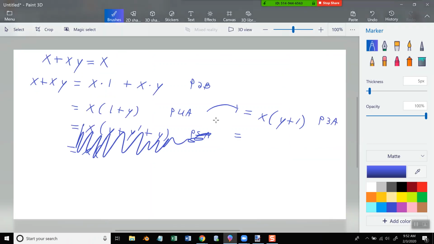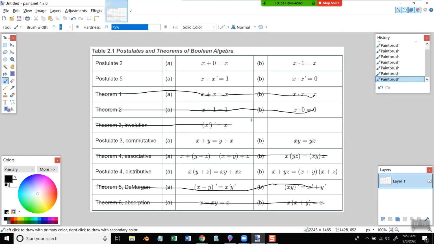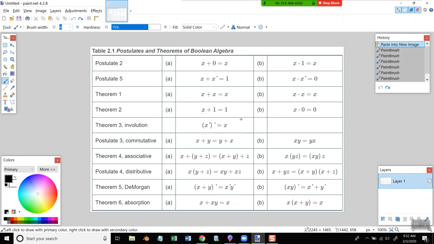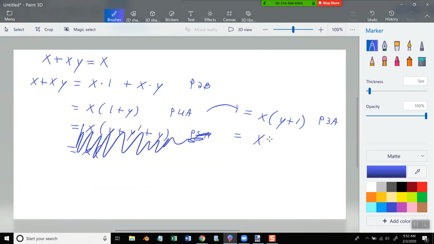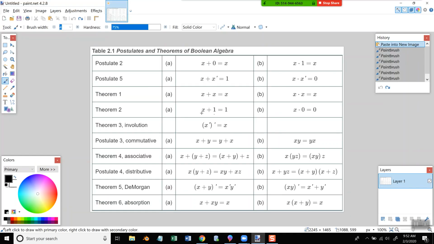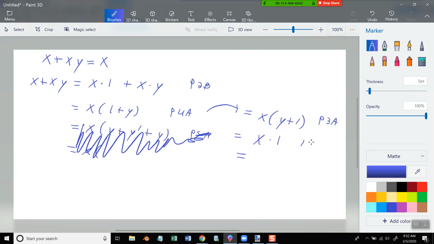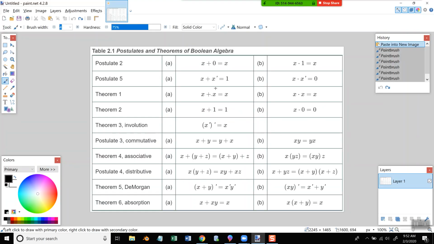Yeah, you're right. Because let's see. Because this right here says if you got x or 1, or x plus 1, that's always equal to 1. So yeah, you're right. They got rid of it because of that. That's theorem 2a. And then the times or and. When you and a 1, what's it do? Gets rid of the 1. So that's from postulate 2b.